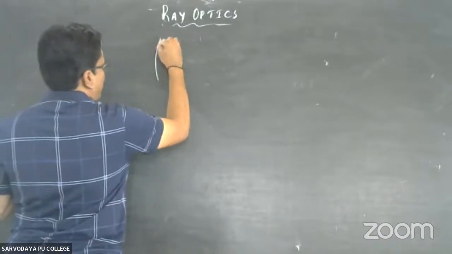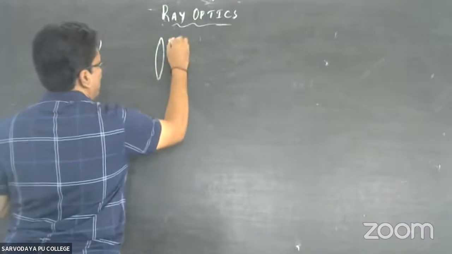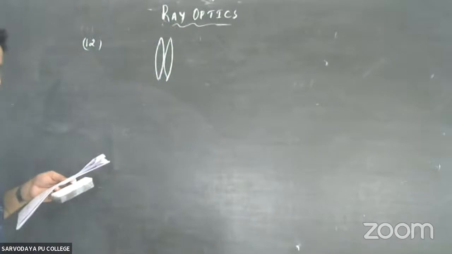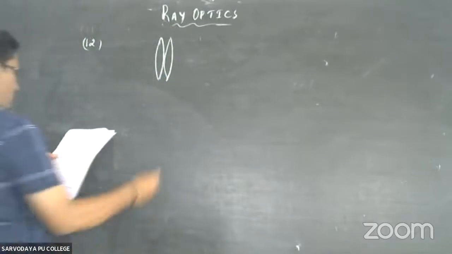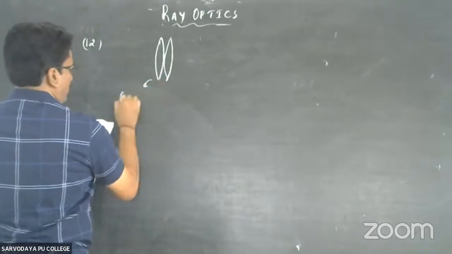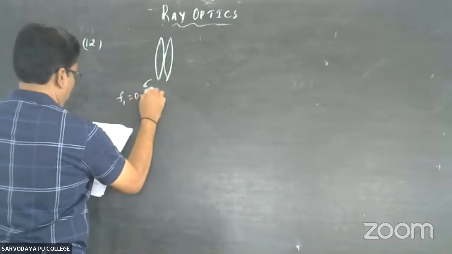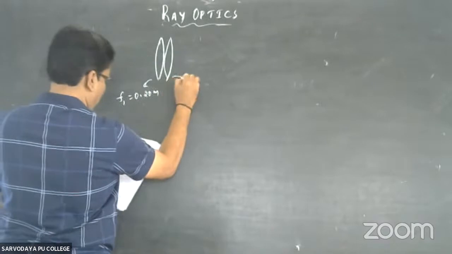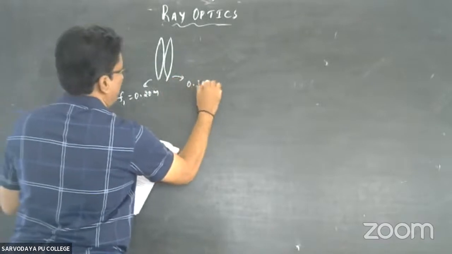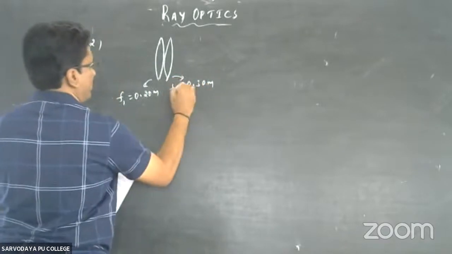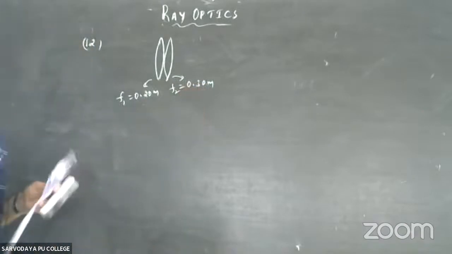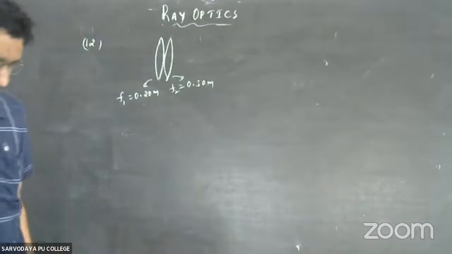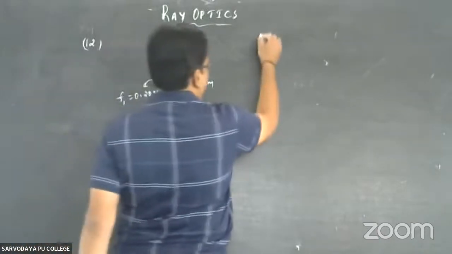Lenses have been placed in contact. Actually, what are convex lenses? One is 0.2 meter, another one is 0.3. Both are convex, therefore positive. We have been asked to find out the focal length of the combination.